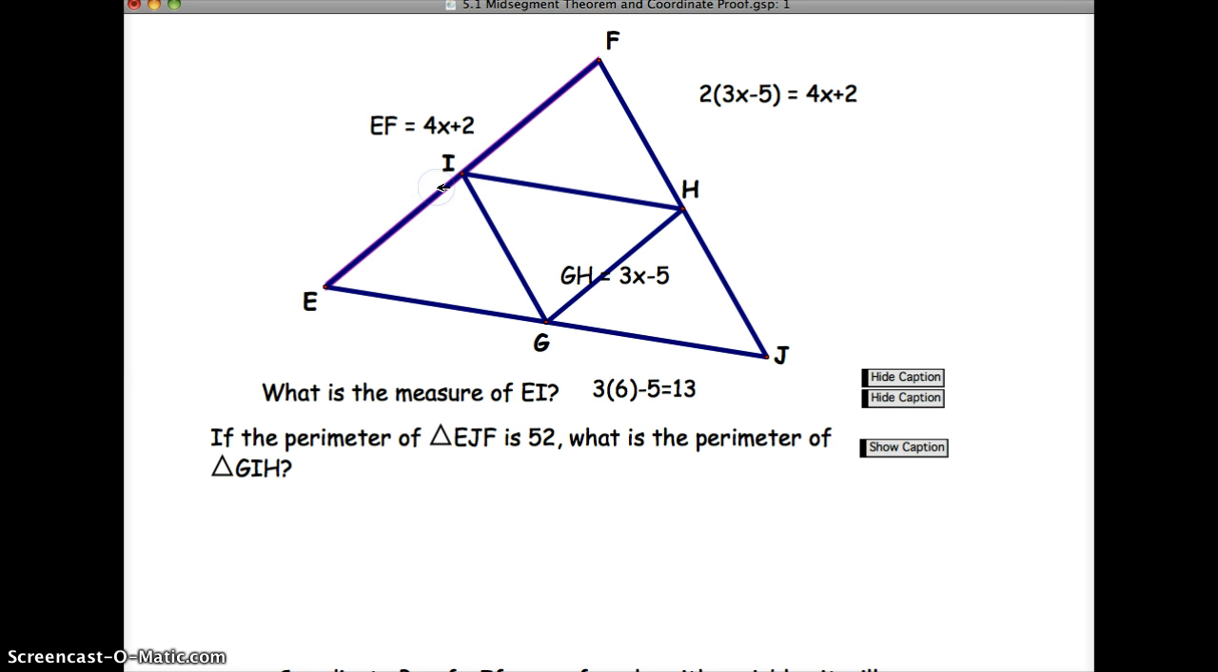Well, EF is the entire segment. I'll divide it by 2, and 26 divided by 2 is also 13. So a different couple of approaches for that. Okay, different approach for each one. But that's how you find EI, right?